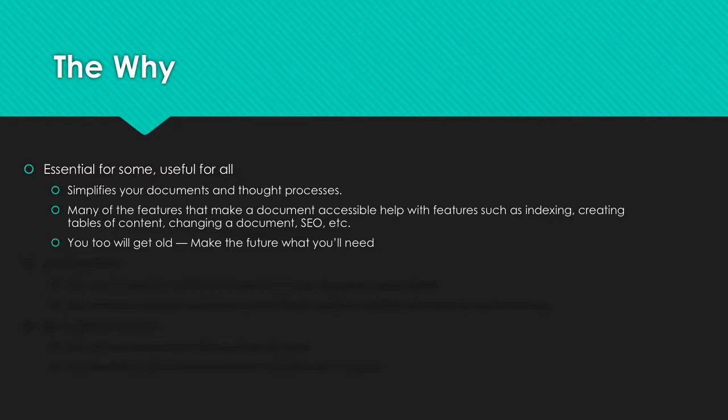Making your documents accessible is essential for some, but useful for everyone. What I have noticed in particular is that it simplifies a lot of my documents and my thought processes when I'm making new things. A lot of the things that make a document accessible are based on hierarchy, and so it makes you really stop and go, okay, this is getting a little overcomplicated. How can I make this simpler so that people can actually understand my information regardless of whether or not they have a disability?